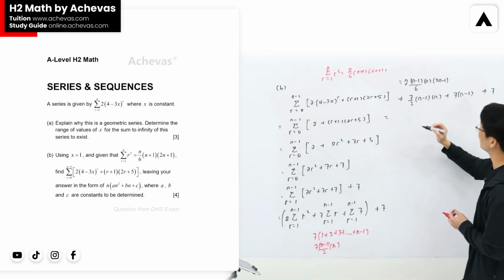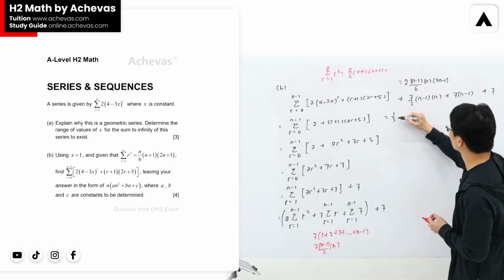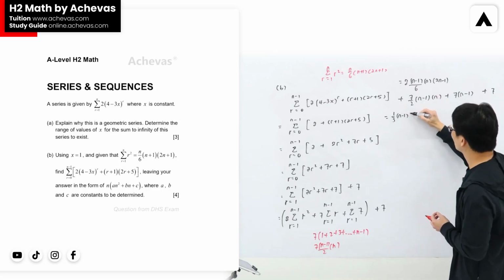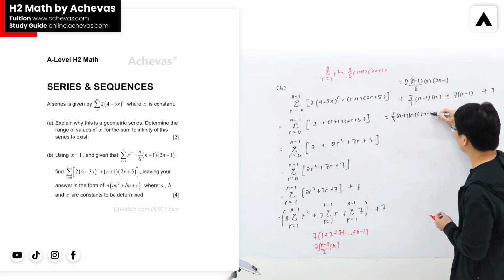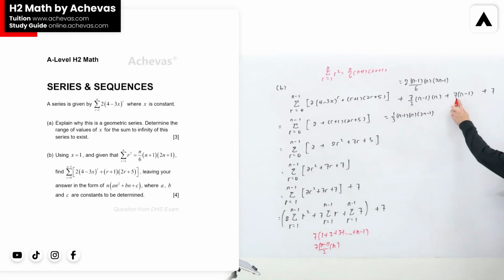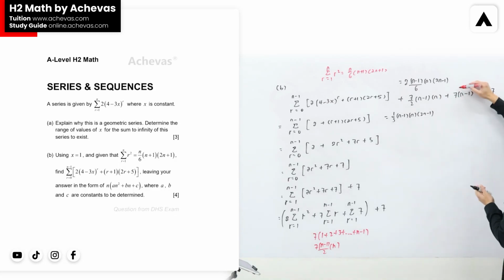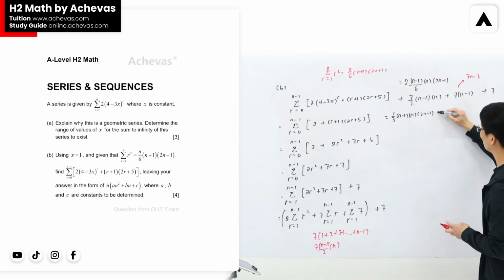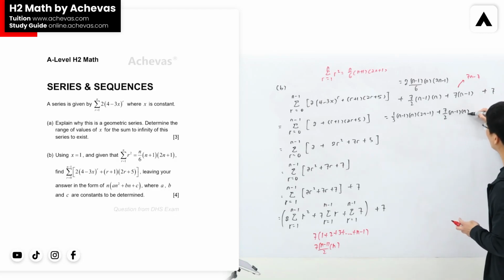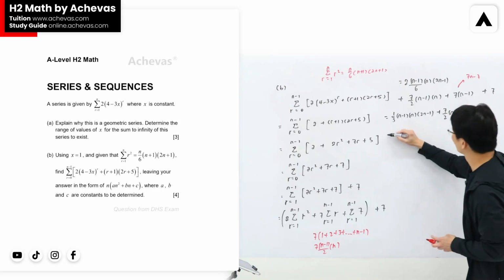So in this case, let's simplify a bit. We have a 1/3 n minus 1, we have an n, we have a 2n minus 1. We can see that if we were to expand this, we will have 7n minus 7. And this minus 7 can be cancelled with this plus 7. So I will be left with plus 7 over 2 n minus 1, and so I will have a plus 7n.